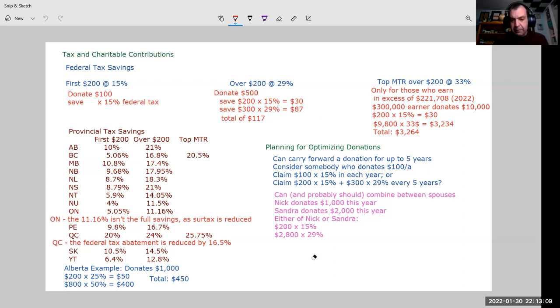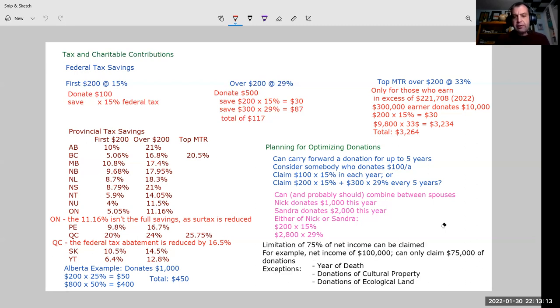And this might be why carrying forward is more attractive in some cases, because the other limitation we have, I apologize, is a limitation of 75% of net income. So if you make $100,000, you can only claim $75,000 of donations. There are some exceptions around that: exceptions in the year of death, and exceptions for donations of cultural property and donations of ecological land. In those cases, you can go to 100% of net income. But in a typical year, on a typical donation, you have that 75% limitation. If somebody donated more than that, then they might look at using the carry forward provision and carrying some of the donation forward into a later year, or maybe having their spouse claim some of the donation.